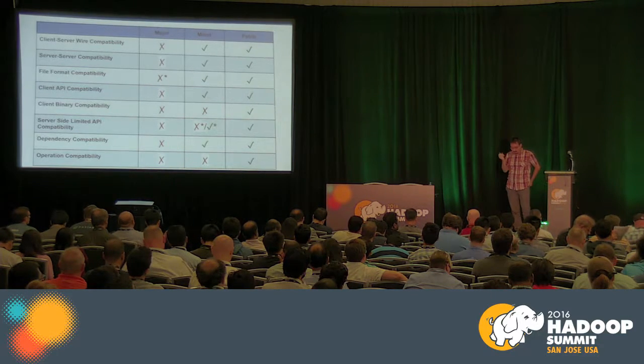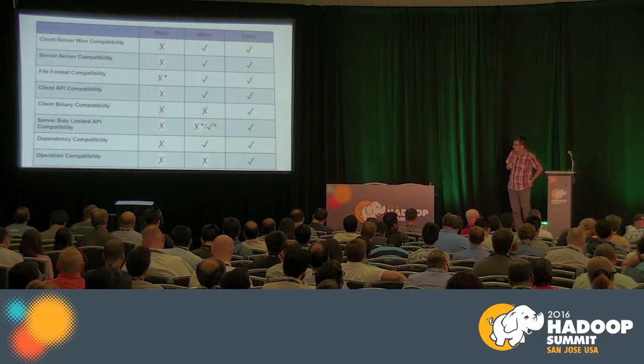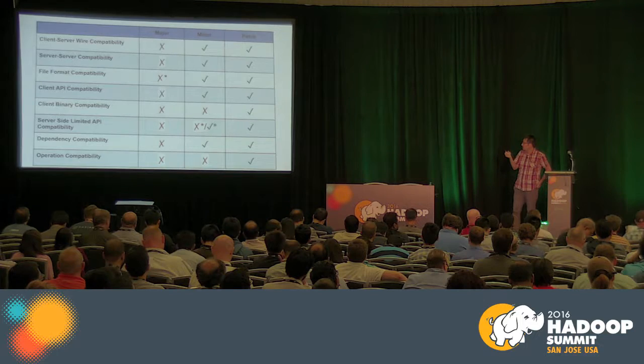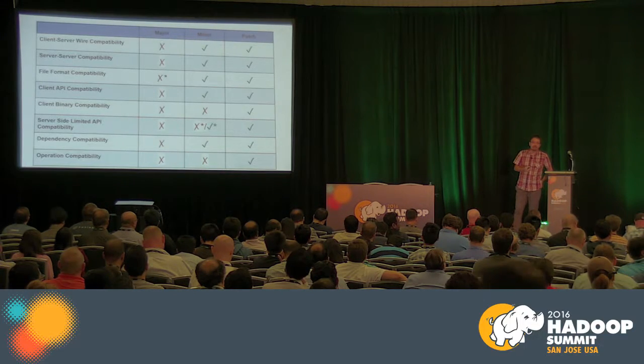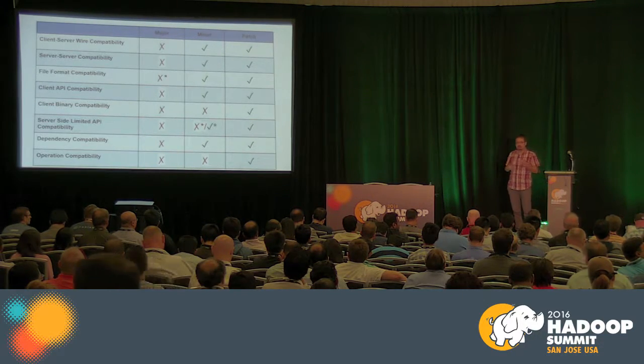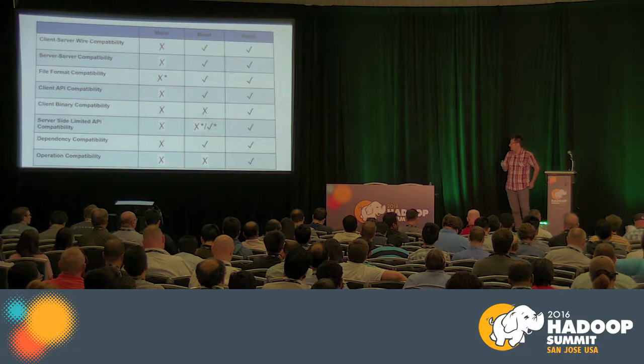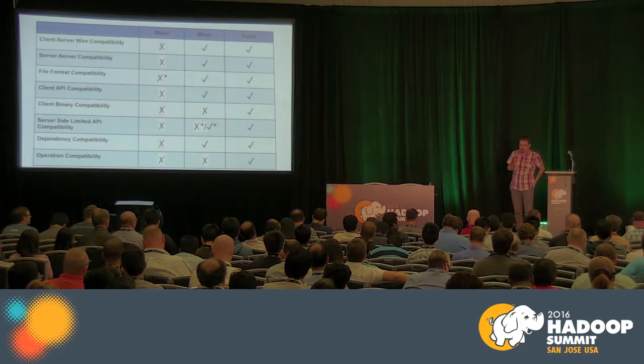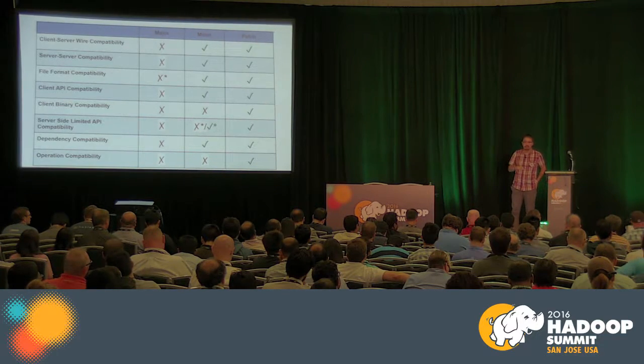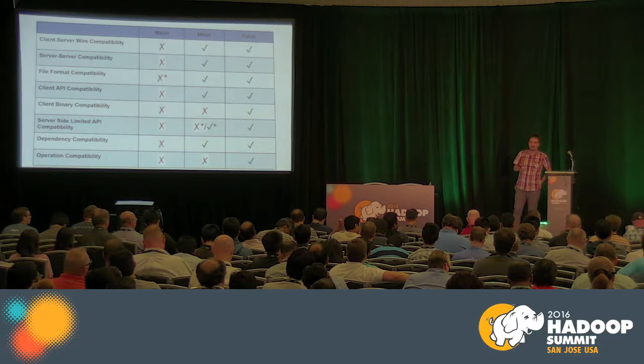All right? And the last thing I want to touch on is the server-side limited API compatibility. Within minor versions, some of the coprocessor APIs are also changing. So if you're using super advanced APIs within the coprocessor framework, you may have to be careful, and you may have to evaluate the upgrade in that respect. All right?